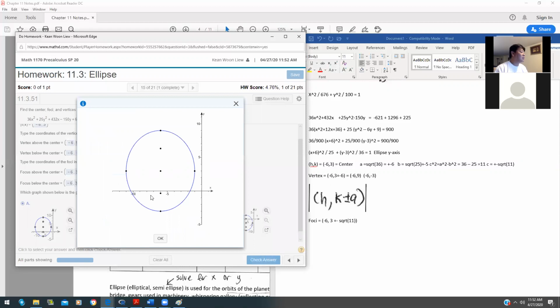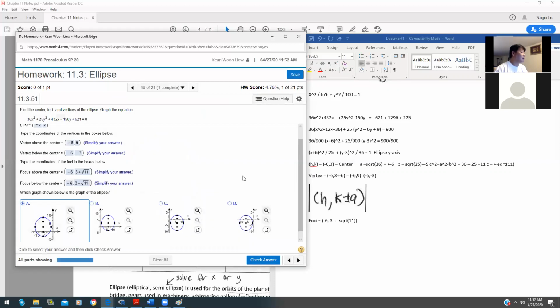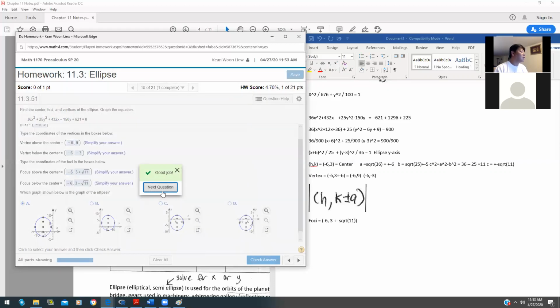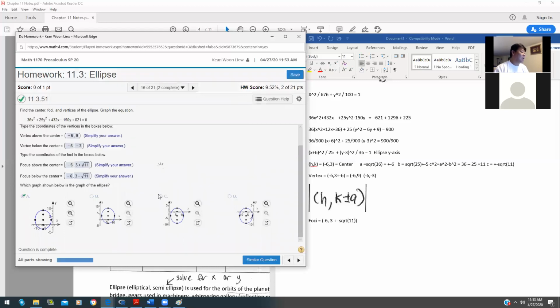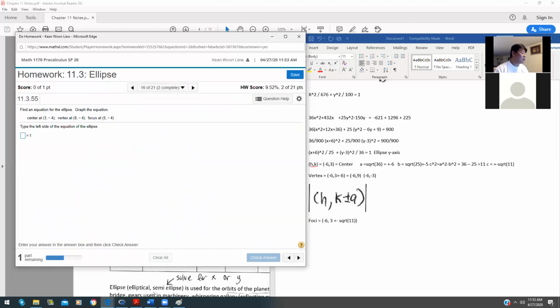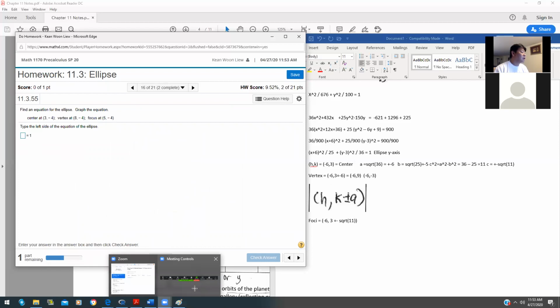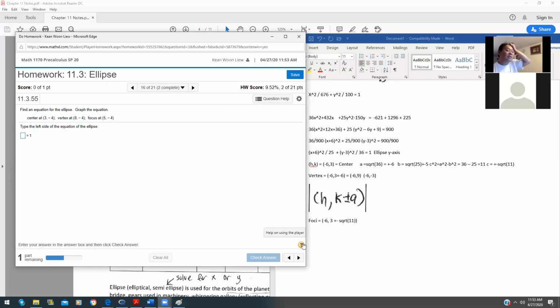So this is your center at -6, 3. Your B in this case is 5, so you go 5 to the left and 5 to the right. And then your A is 6, so 6 up and down. This is what your ellipse will look like. Make sure that in your test, you won't get a multiple choice question in this case. So this is how we do the ellipses.